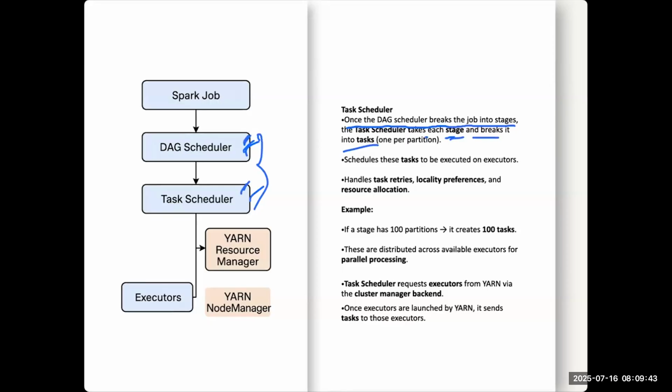The task scheduler will schedule this job onto the executors. It will check with YARN where it should run. Let's suppose YARN tells it to give the resources and run on worker node 2. So this task will be scheduled on worker node 2.